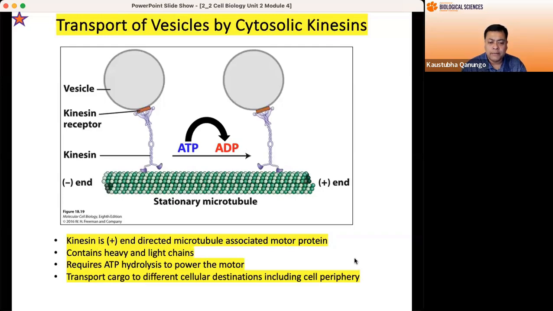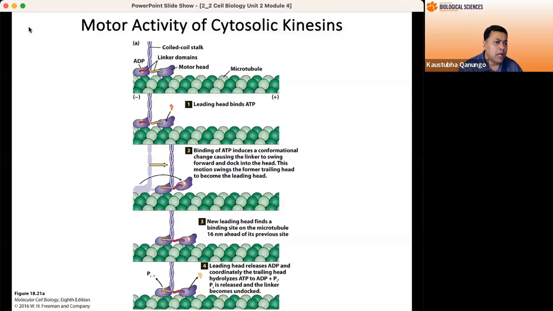Kinesin is a plus end directed motor, contains heavy and light chains, and requires ATP to carry cargo to different cellular destinations, including the cell periphery. So here I did not put a star. The movement is a little bit different compared to the myosin. And that's why I kind of omitted that, because I think that people actually confuse that here. But just in a brief nutshell, I'm still explaining that.